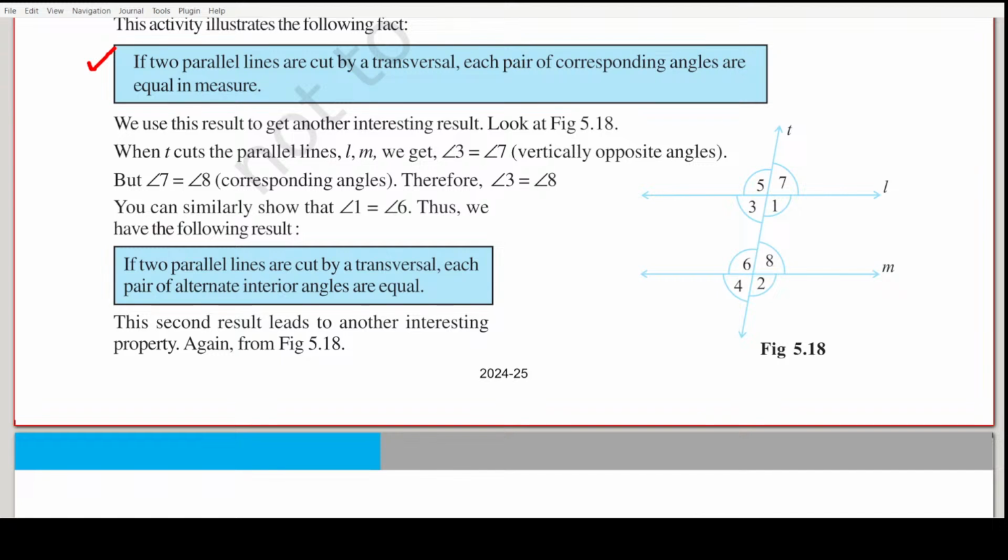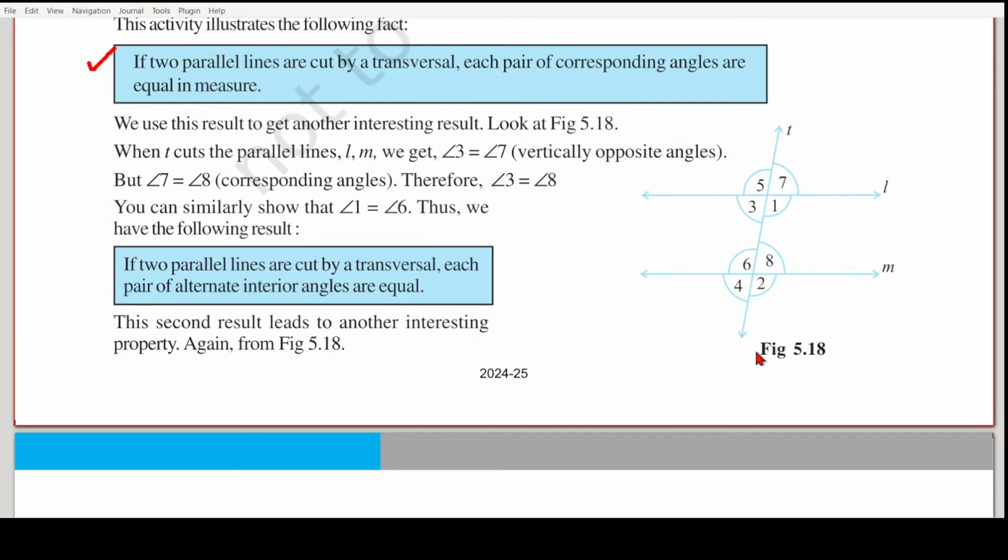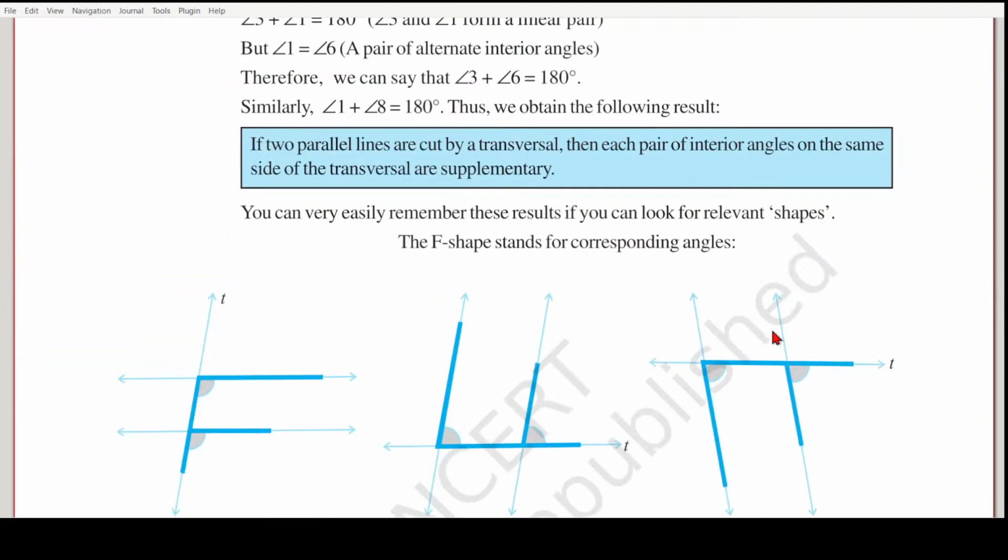6 and 1. Very good. And what is the other one? 8 and 3. Okay. 1 should be equal to 6. 3 should be equal to 8. Fantastic.